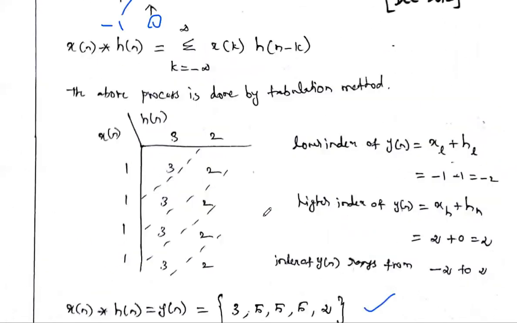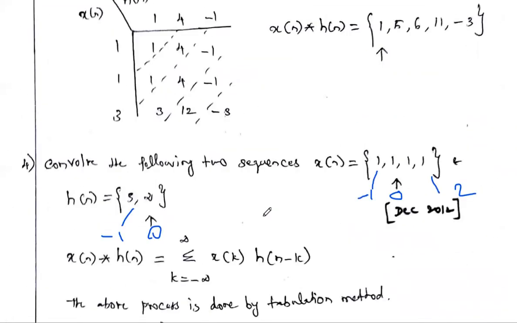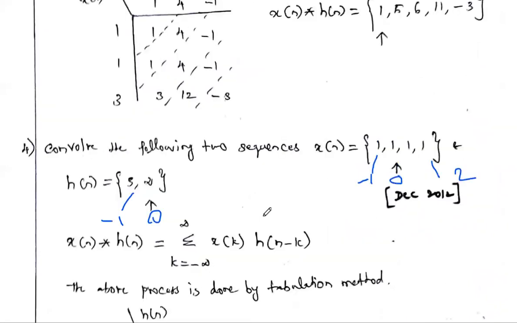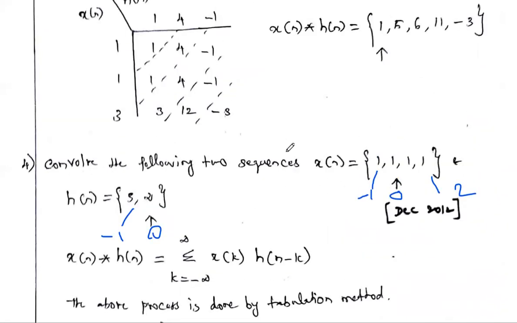It is a very simple method. This method is easy when the given sequences x of n and h of n are given in discrete form. Discrete means in samples, discrete samples given. In that case, this tabulation method is very easy, when x of n and h of n are given as samples like this 1 comma 2 comma.